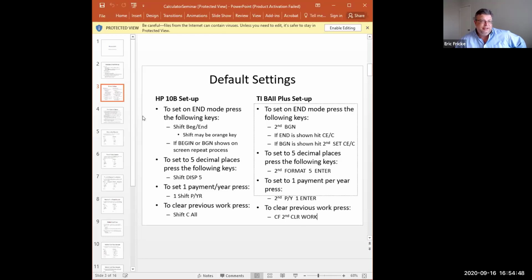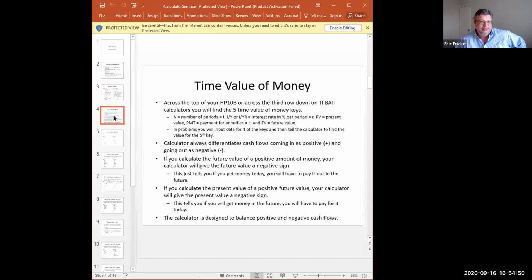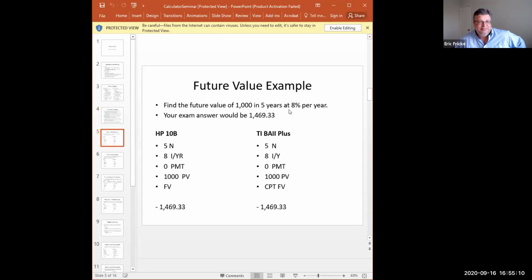So that's the first thing you'll do. And then the slides go into a little bit more of the theory of how the calculators work, and why we plug in positive numbers and we get back negative numbers. Remember in Excel? Well, it comes from calculators really. And then it goes through some examples on how to calculate future value and present value. It shows you what keys to hit.